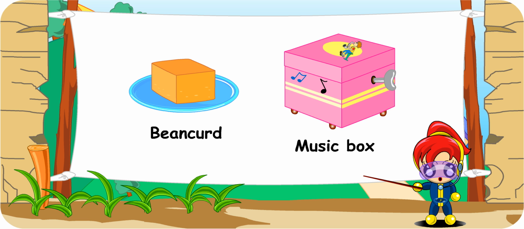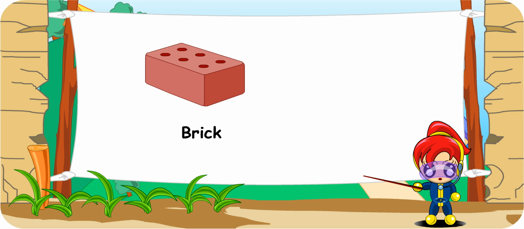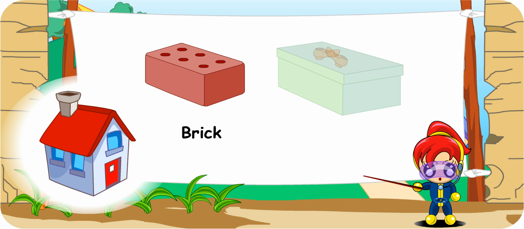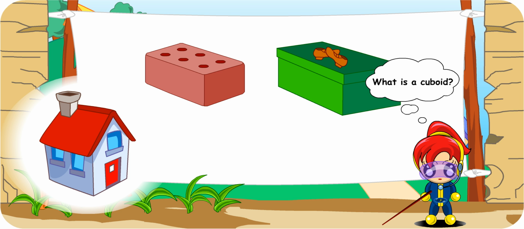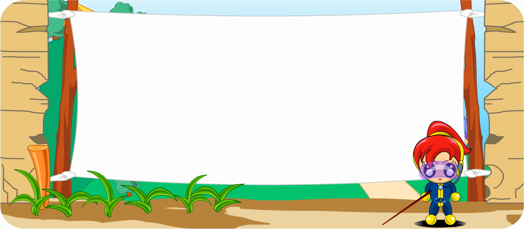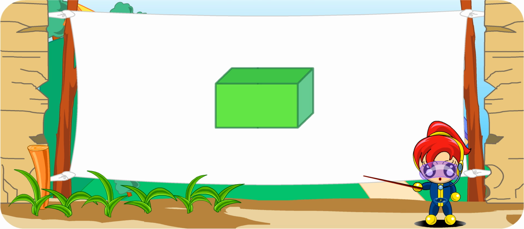What about a cuboid? I can show you some cuboid objects, such as a piece of brick which is used to build a house and a shoebox. But I can't exactly explain what a cuboid is. Teacher, can you tell me? Unlike a cube, the sides of a cuboid may not be equal. Let's look at this piece of brick. You can see that its length, its width, and its height are not equal. Therefore, a cuboid has rectangular faces, teacher.